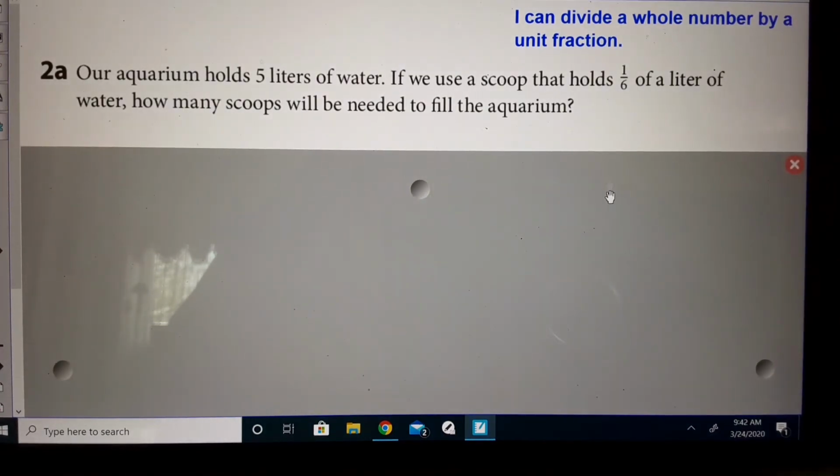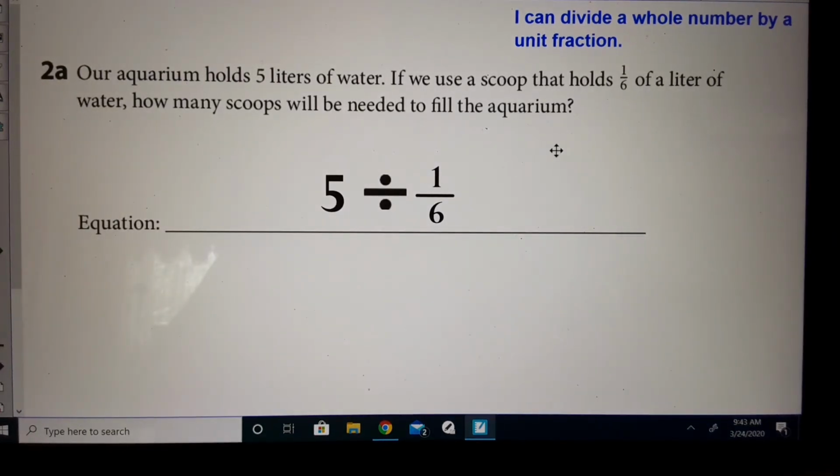Whoops. Our aquarium holds 5 liters of water. If we use a scoop that holds 1/6 of a liter of water, how many scoops will be needed to fill the aquarium? Well, our equation would be the 5 liters of water grouped or divided into groups that are 1/6 of a liter each. So we would take the whole aquarium and think, how many little 1/6 scoop sections could we make? Let's take a look at a picture of all.